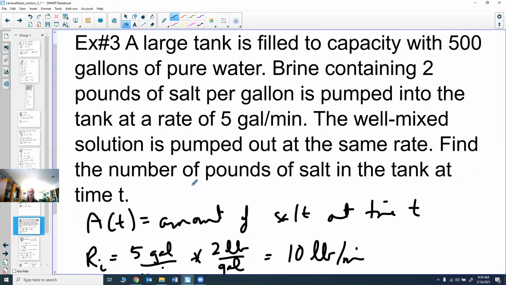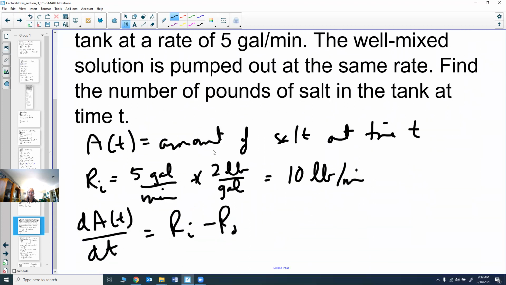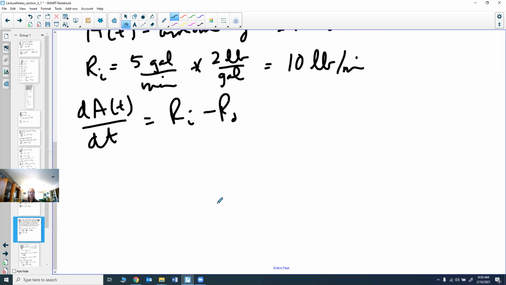I'm then going to look at what my rate out is. A well-mixed solution is pumped out at the same rate. So my rate out, in this case, is being pumped out at 5 gallons per minute. If it's not the same rate out, then you'd have to do some work to figure out what that would look like.